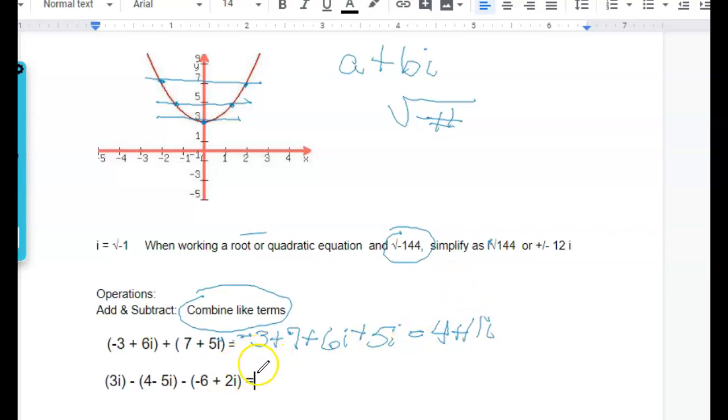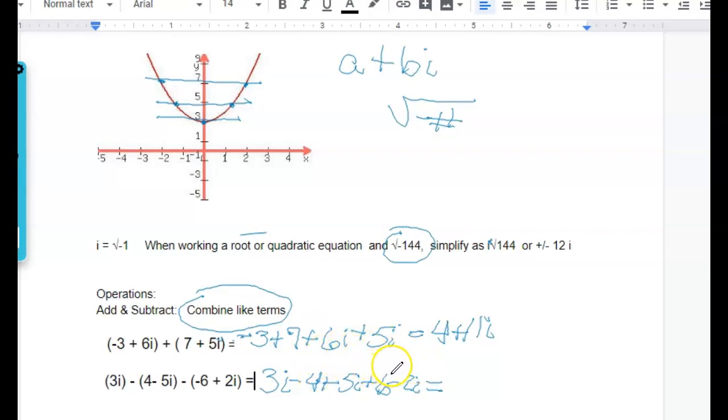When I subtract, I want to make sure that I'm going to carry this negative, distribute it through. So I do want to change anything that's negative. So this one says 3i minus 4 minus a negative 5, so a minus is a plus, minus a negative 6, a minus is a plus, so my constant becomes plus 6, and minus a positive 2i, or minus 2i. Just like before, I'm going to look for all of the pieces that are the same.